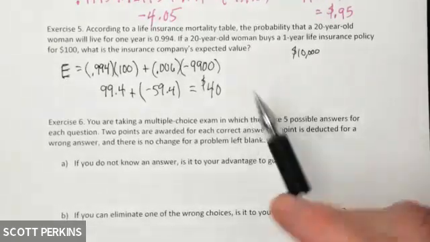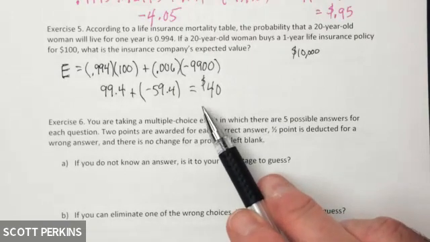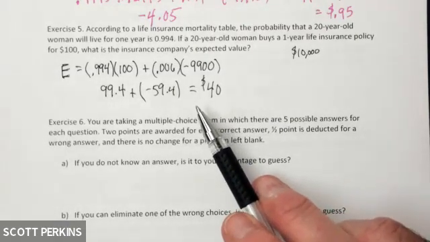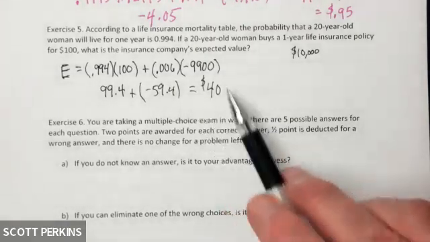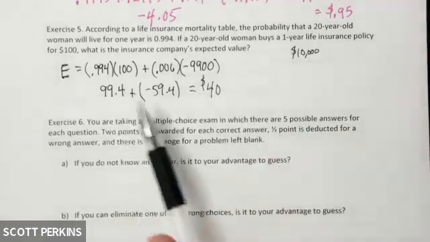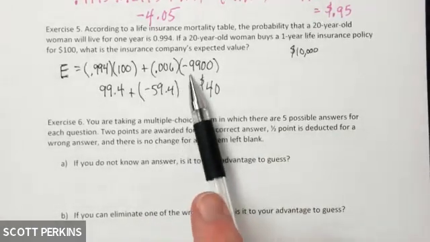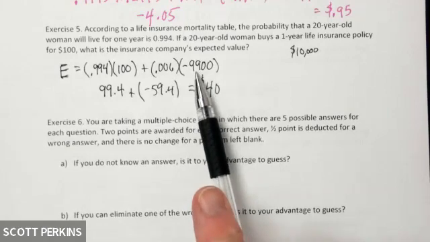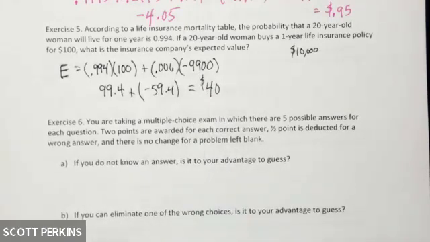An insurance company would not want the expectation to be negative. That means they're paying out. And they would have to sign up lots and lots and lots, because you definitely want to be able to cover the cost for the unlikely event that somebody does pass away in this category.